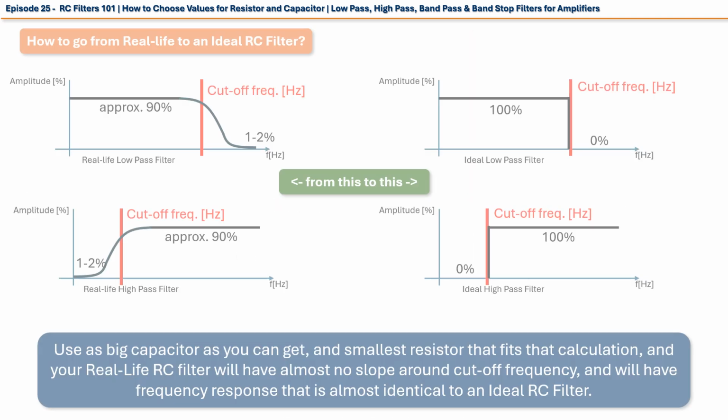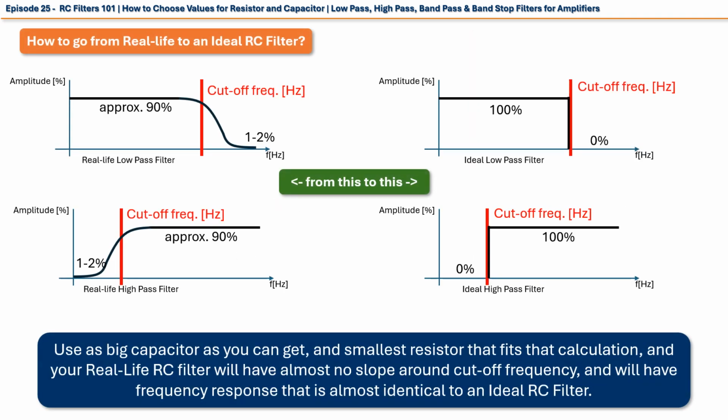Now, there is a way to mitigate this problem. If you want as steep a slope as possible for the frequency response of your RC filter, use as big a capacitor as you can get, and the smallest resistor that fits the calculation for cutoff frequency, and your RC frequency response graph will be almost identical to an ideal RC filter. You are welcome.